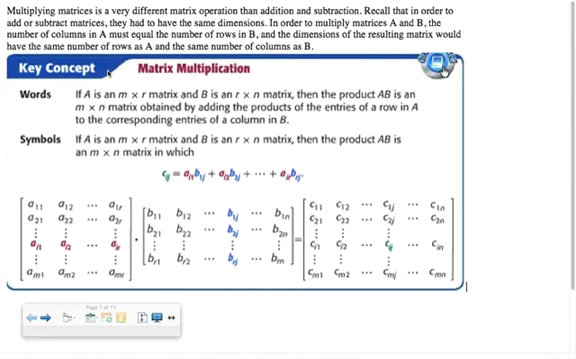So first of all, remember that in order to add or subtract matrices, they had to have the same dimensions. In order to multiply two matrices, they don't necessarily have to have the same dimensions. In fact, sometimes when we have two matrices of the same dimensions, you can't multiply them together, because what you need is for the number of columns in the first to equal the number of rows in the second.